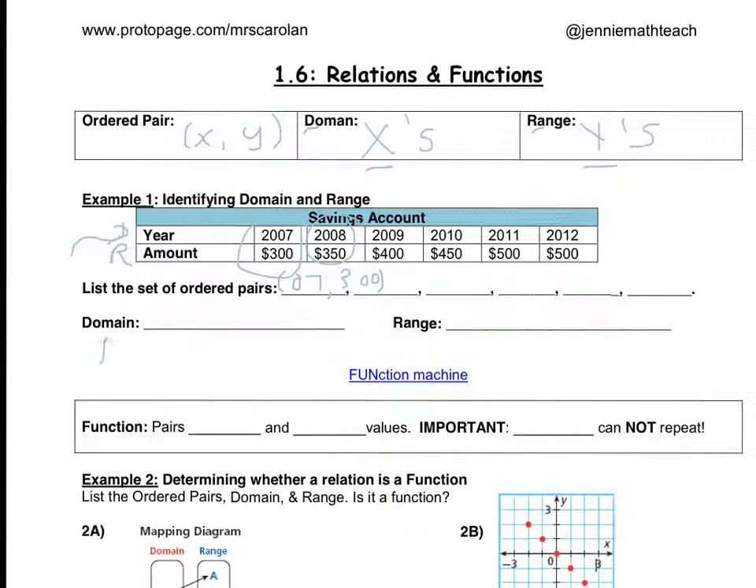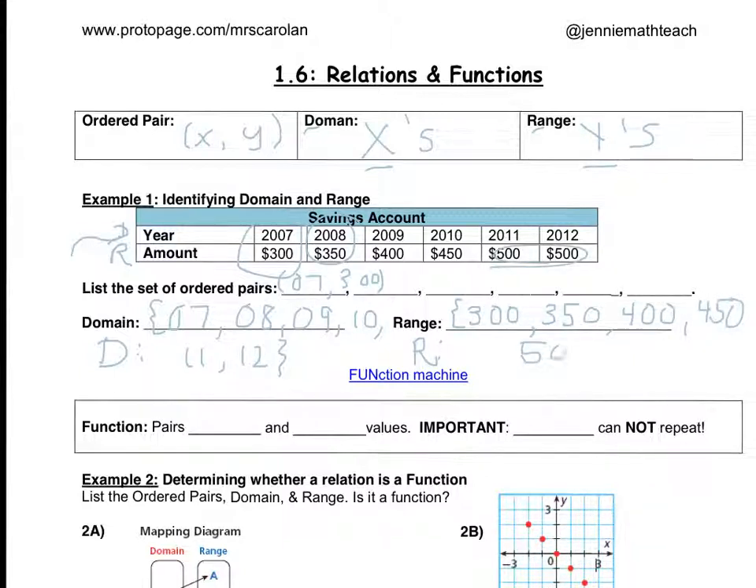To write domain, you frequently see a capital D, just for short. You start your list with a bracket, and you list each element in the domain, and if there are any repeats, you don't need to list them. So in this case, we had a new number every time. For the range, you can abbreviate it R, and you put the squiggle, and you list all of the amounts in the range. So 300, 350, 400, 450, and then even though the 500 repeats twice, you only need to write it one time, and then you close the curly bracket.